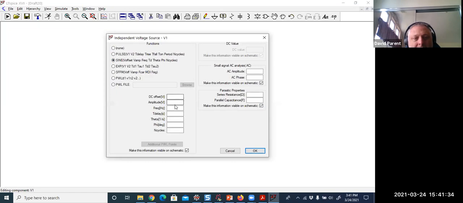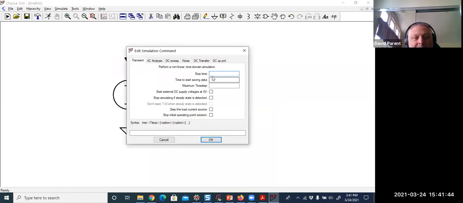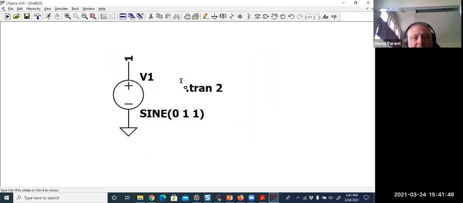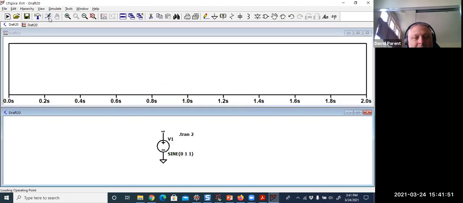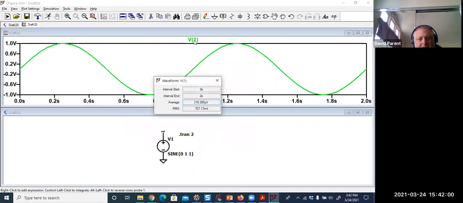So let's do a sine wave, amplitude of 1, keep it easy, and a frequency of 1, keeping it easy. Let's simulate that for 2 seconds. Here we go. Now, if I control left click here, it gives me the RMS and it gives me the average, which is pretty close to 0.